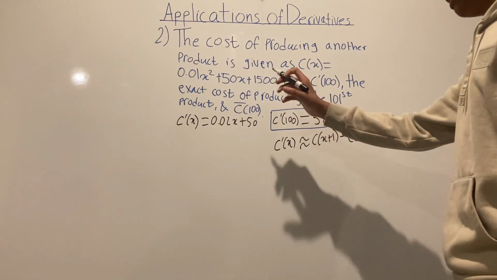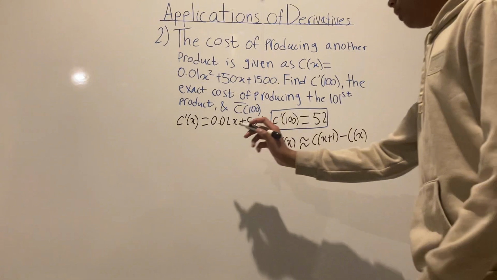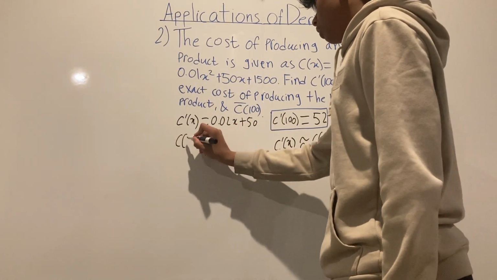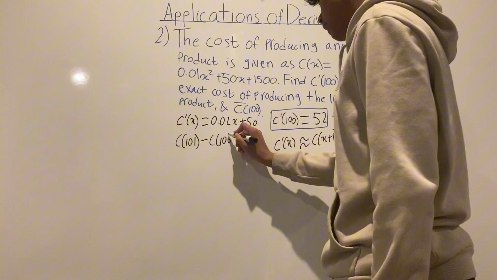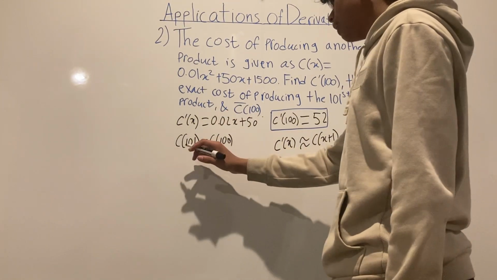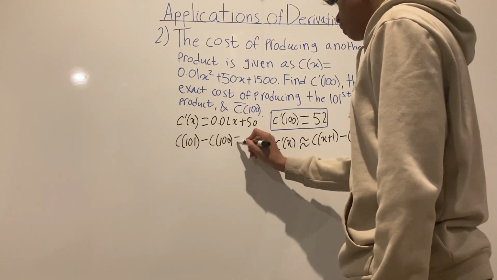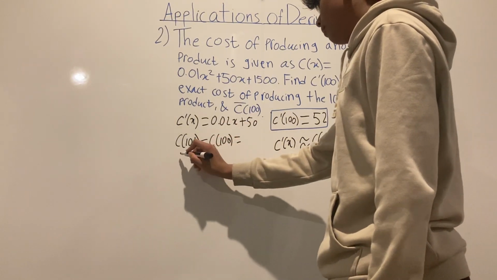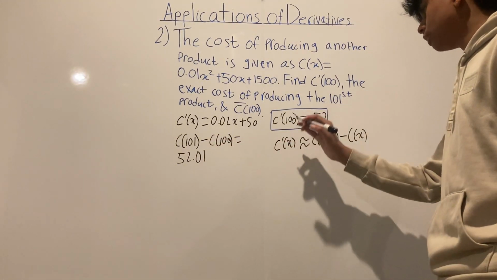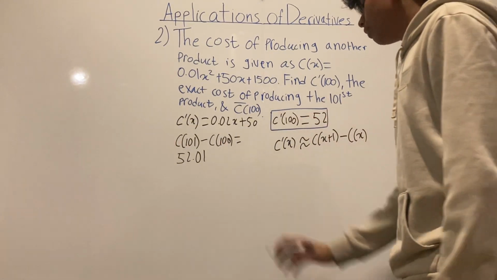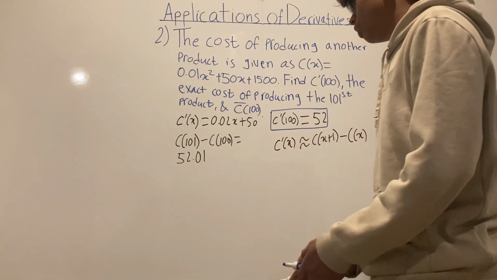Which is why, to find the exact cost, we're going to have to do C of 101 minus C of 100. And this is going to give us the exact cost to produce the 101st Pokemon card. And if you calculate this and put it into your calculator, you're going to get 52.01. You see the difference is very small, just 0.01 cents. Even though there's a difference, that's why you still estimate it to be this right here. So let's bubble this in.